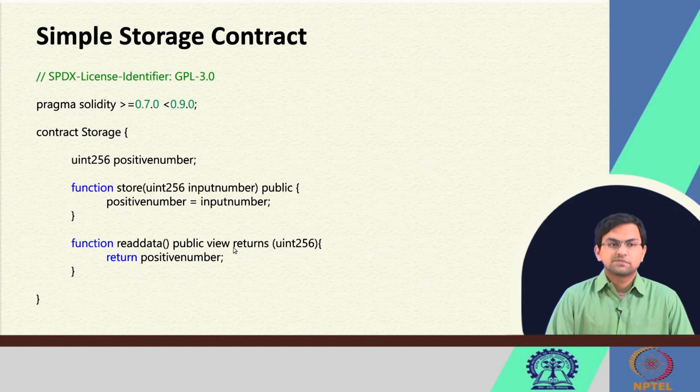But reading data, so the functions which are marked as views do not require any gas, and this particular function returns a variable of type unsigned int 256. And inside the definition we see that there is only one line, return positive number.